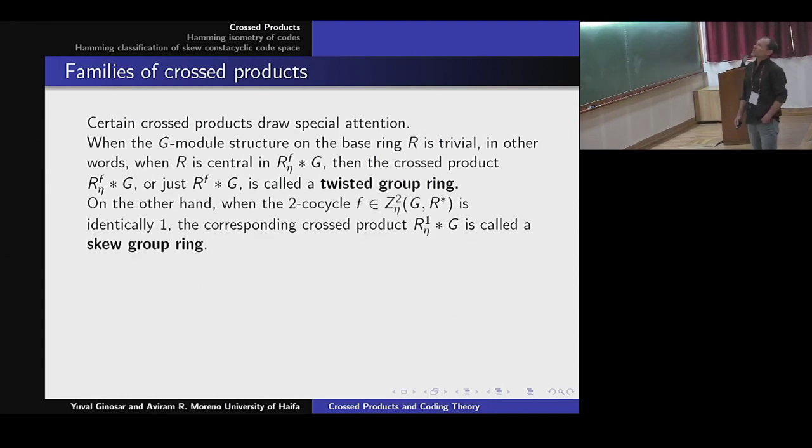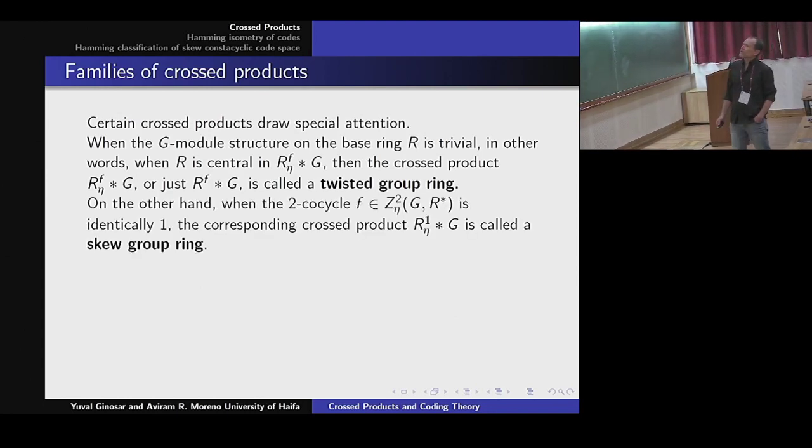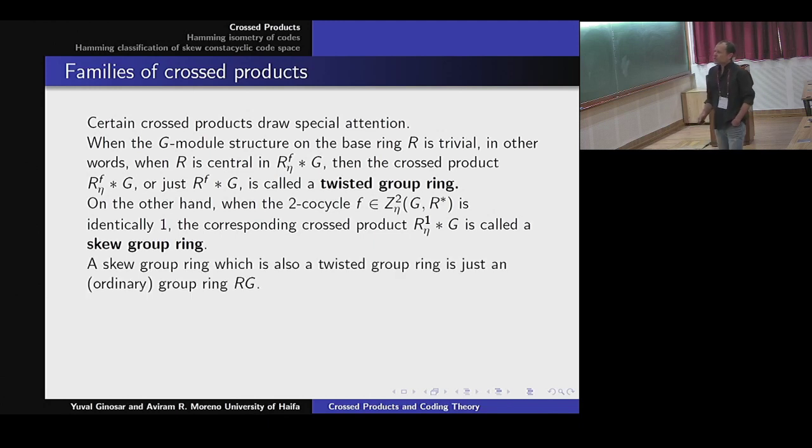When the G module structure on the base ring R is trivial, in other words, R is central in R star G, then the cross product is written R_f star G, and it's called a twisted group ring. On the other hand, when the two cocycle is identically 1, the corresponding cross product R_1^eta star G is called a skew group ring. A skew group ring, which is also a twisted group ring, is just an ordinary group ring RG. No cocycle and no action.